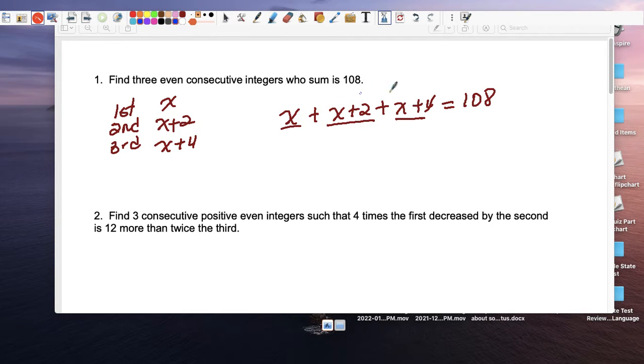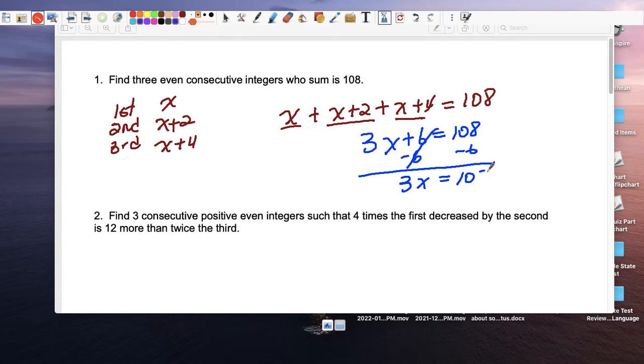Now, if I combine like terms, I get 3x, and 2 and 4 give 6, and that gives me 108. Subtract 6 from each side, and we get 3x equals 102. Divide both sides by 3, and x is going to be 34. So my first even integer is 34, and then 34 plus 2 is going to be 36, and 34 plus 4 is going to be 38.